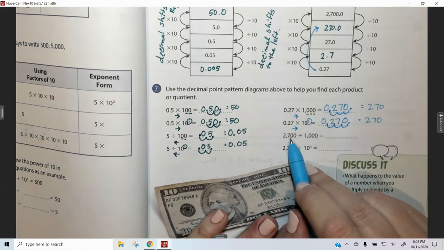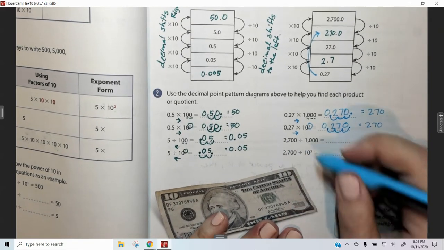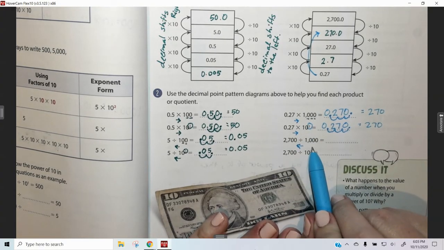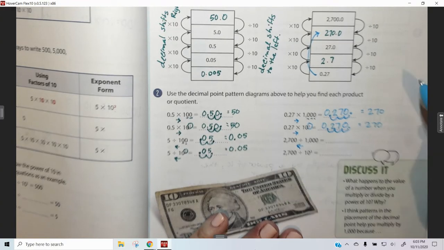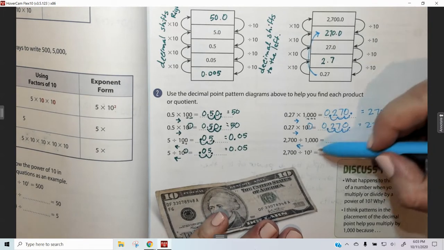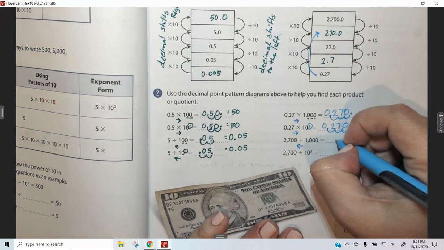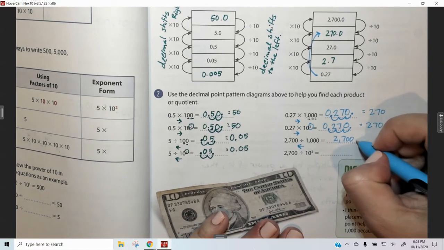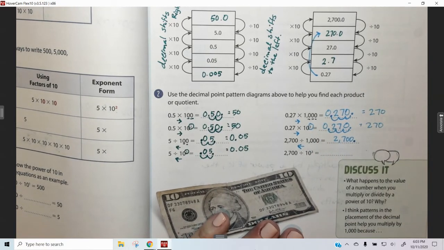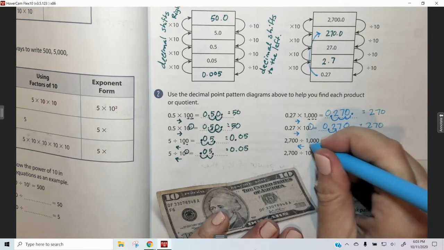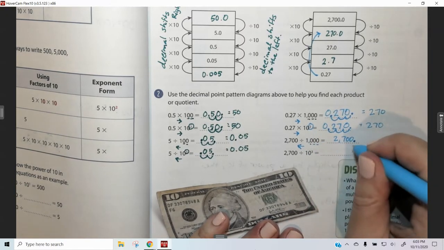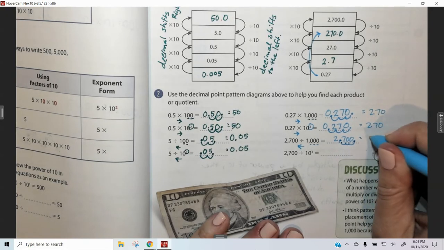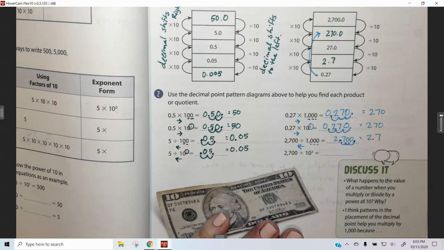270. Now, 2,700 divided, which means our decimal is going to move to the left, 2,700 divided by 1,000. So 2,700. Remember, our imaginary decimal point is here at the end. We're going to move it over 1, 2, 3 places. Our new answer is 2 and 7/10.